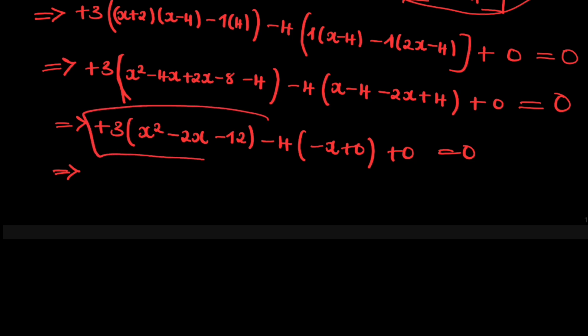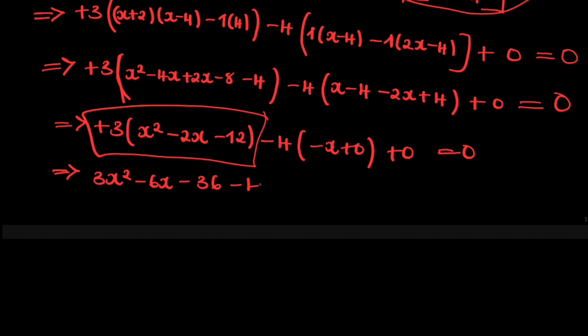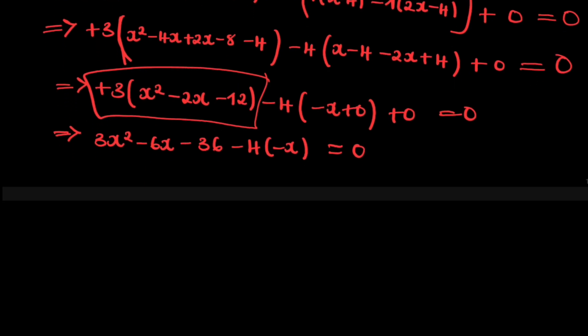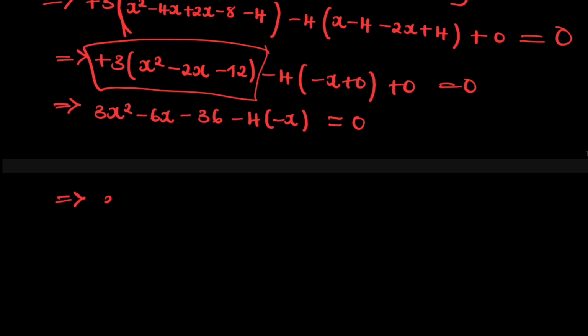So now let us open this bracket. So 3 times x squared, 3x squared minus 6x, 3 times minus 12, minus 36. Now minus 4 into minus x equals to 0. Let's continue. 3x squared minus 6x minus 36 plus 4x equal to 0.